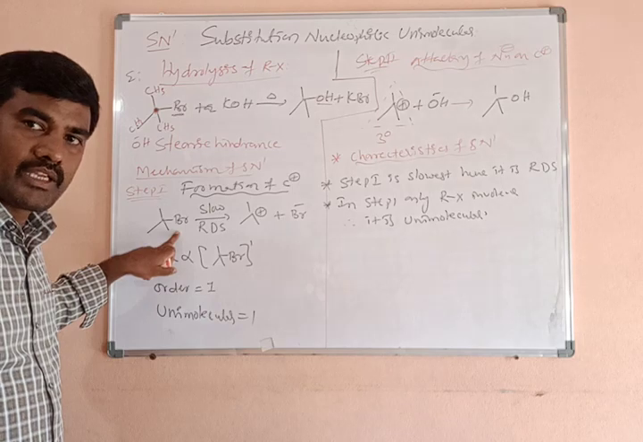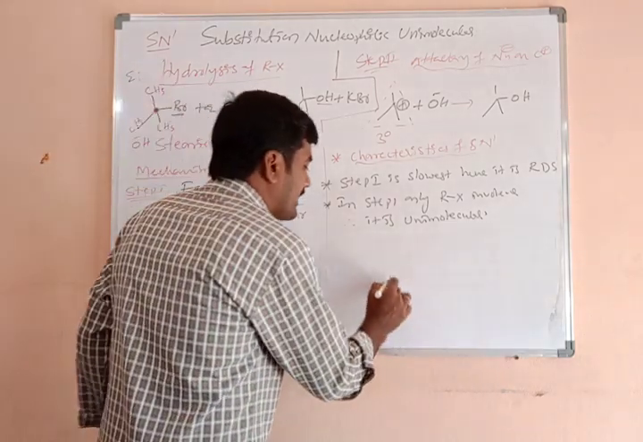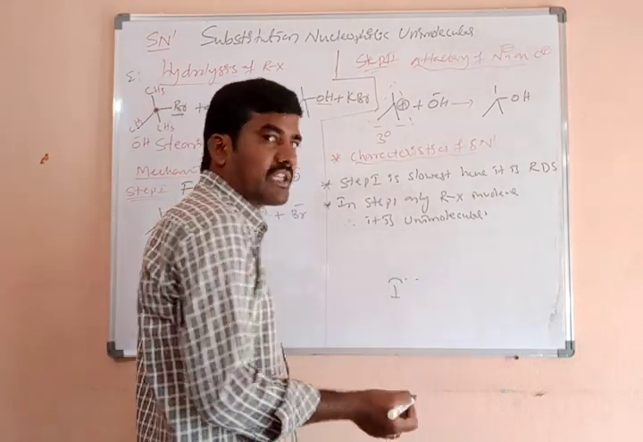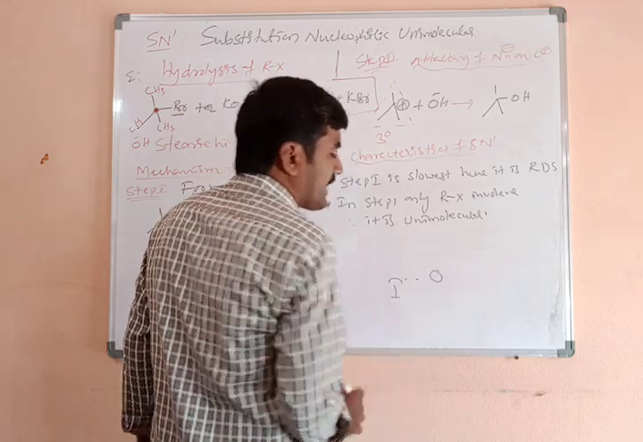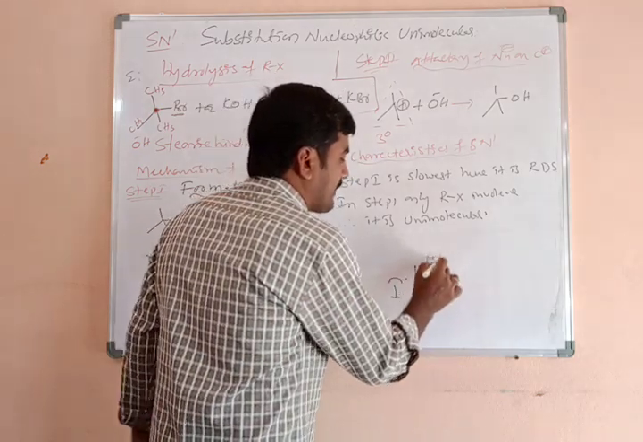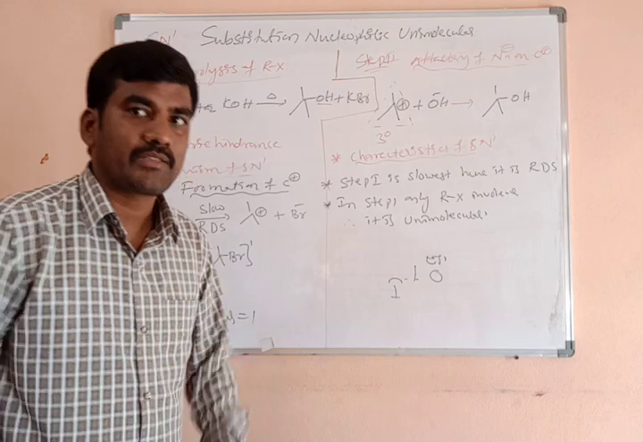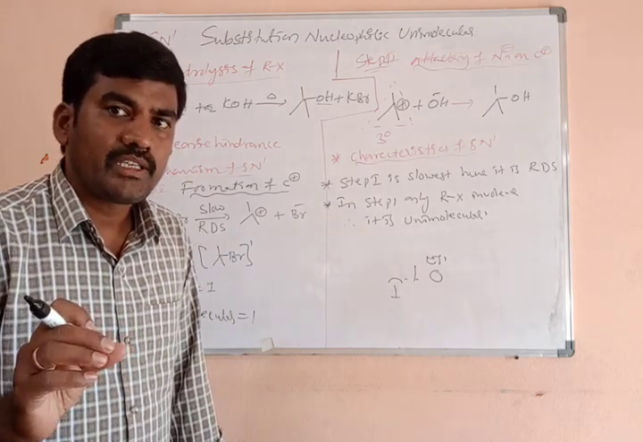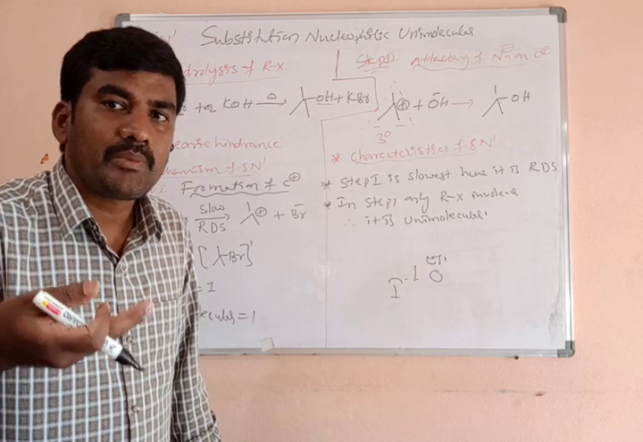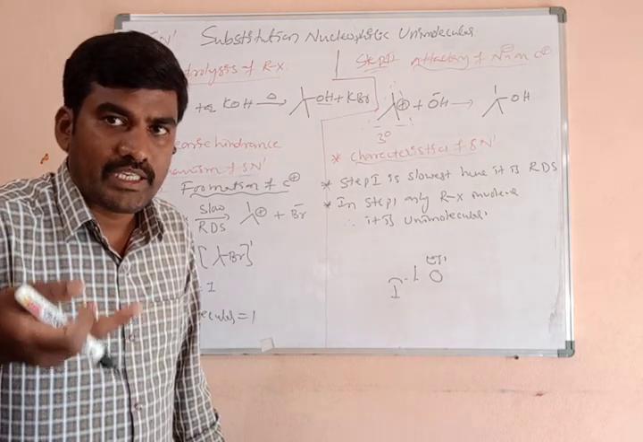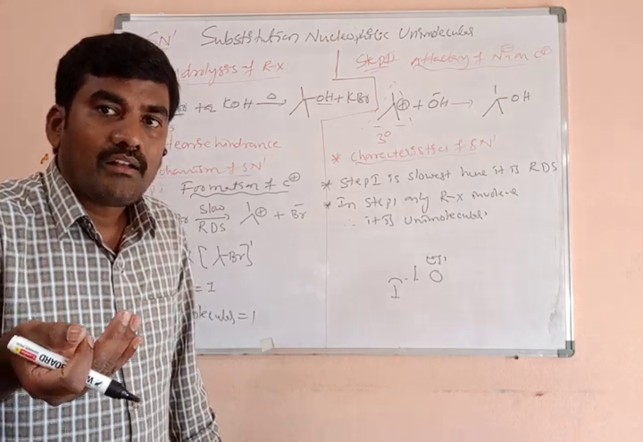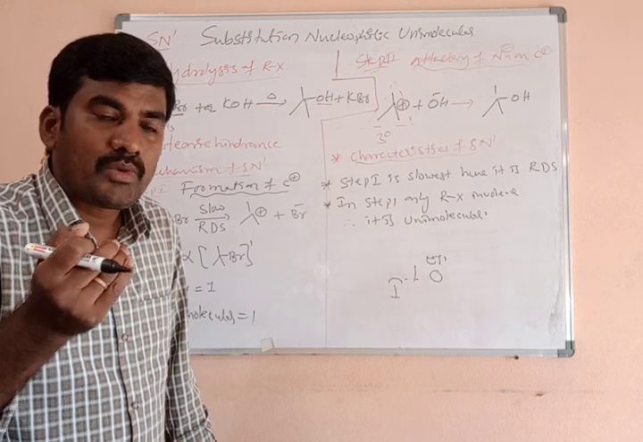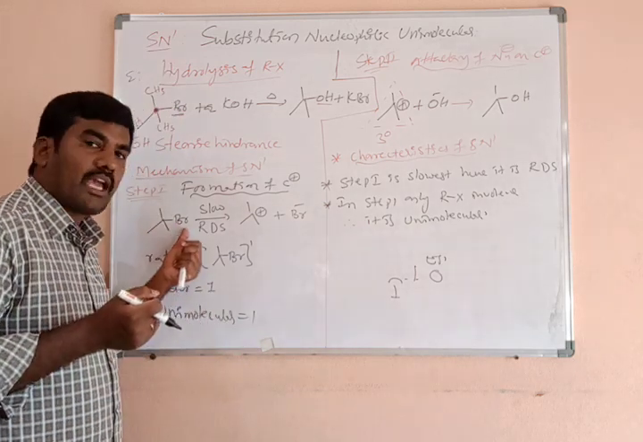Clear? For example, a halide ion is there. When this halide ion interacts with the solvent, this electrostatic force of attraction means a new bond formation takes place between the halide ion and the solvent. When the new bond forms, a large amount of energy is liberated. The liberated energy is utilized to break the bond between carbon and halogen.